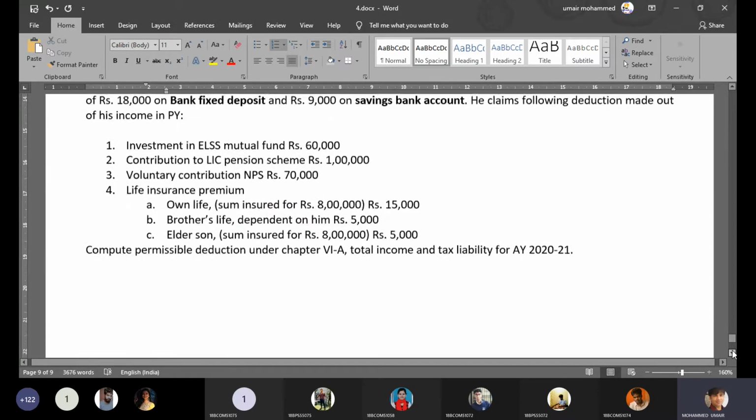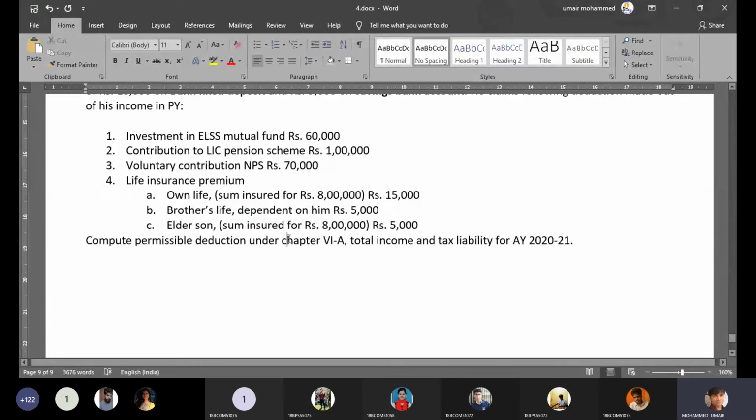And you have to do three things here. First, you have to calculate the permissible deductions under chapter 6A. Then, what is the total income and what is the tax liability? So you're supposed to do three things. The first one is to find out the gross total income and also apply deductions under various sections of the Income Tax Act. So let's do it. The task for you guys is to remember which deduction can be claimed from which section of the Income Tax Act. That's extremely important.